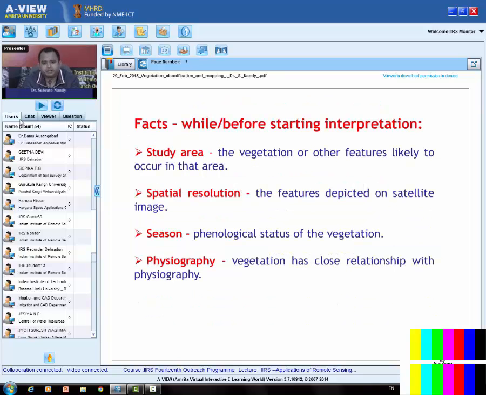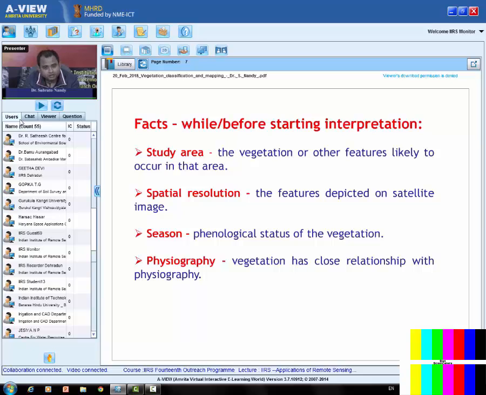Now, while you start interpreting or before interpreting, certain things you should keep in your mind. First of all, you should have a knowledge of the study area. Suppose any image is given to you and somebody tells you to interpret this image. First of all, you should ask about the study area. Why? Because once you know about the study area of the image, immediately certain things are in your mind. Suppose I say it's a coastal area, let's say it's a Sundarban area. So immediately certain things are in my mind. With a coastal area, that means there will be mangrove forest. So I cannot expect alpine vegetation or temperate vegetation in a coastal area.